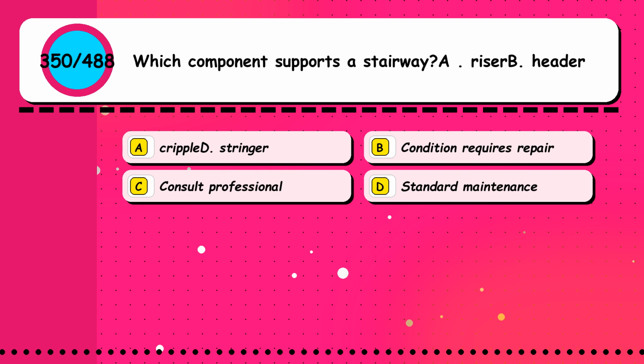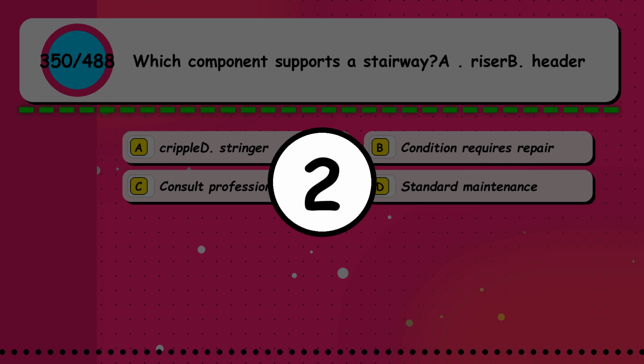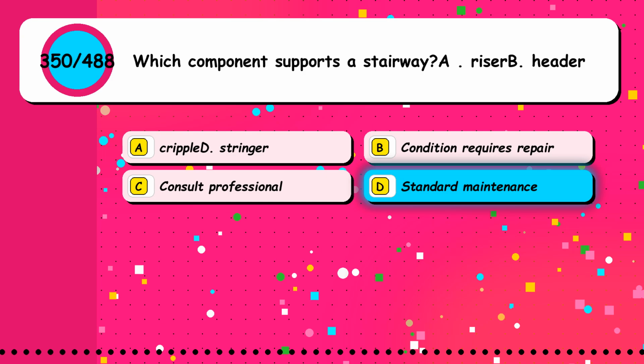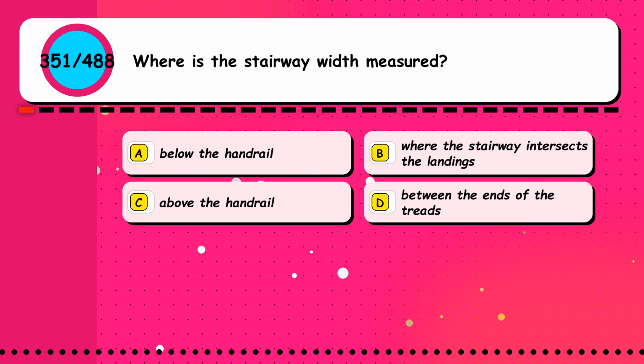Question 350. Which component supports a stairway? Option A. Riser. Option B. Header. Option C. Crippled stringer. Condition requires repair. Consult professional. Option D. Standard maintenance. The correct answer is option D. Stringer.